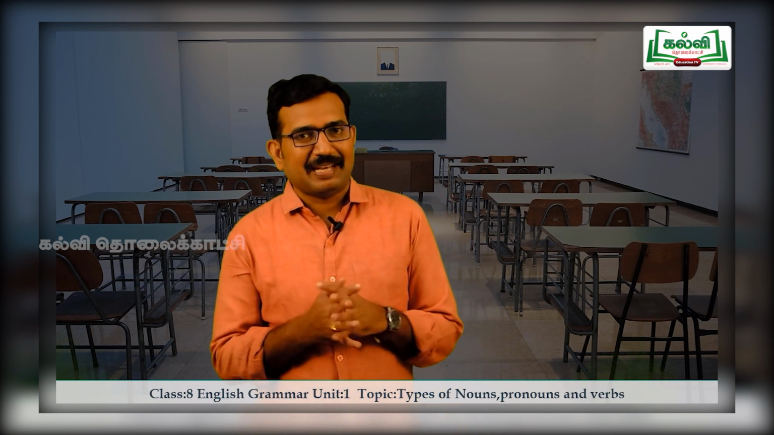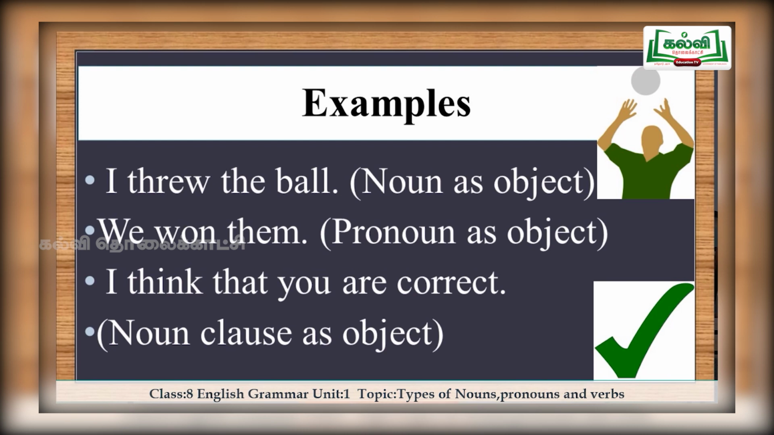Let's check with some examples so that you can easily remember. I threw the ball. Here the noun acts as an object. We won them. Here what is the object? The pronoun is the object here. I think that you're correct. Here what is the object? Here we have the noun clause which is acting as an object. These are the examples which we have seen for transitive verbs.